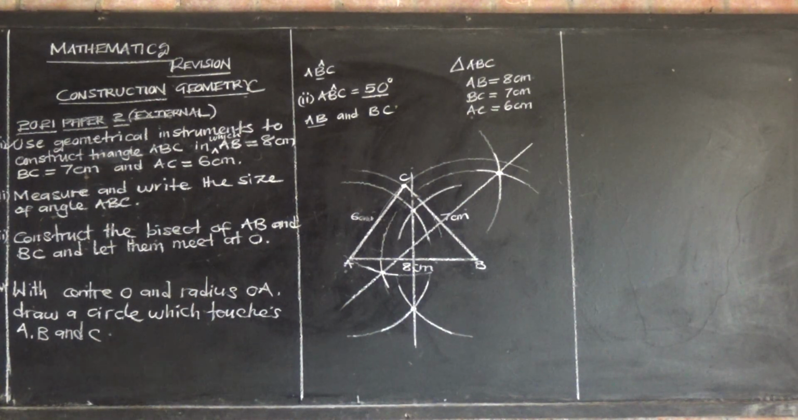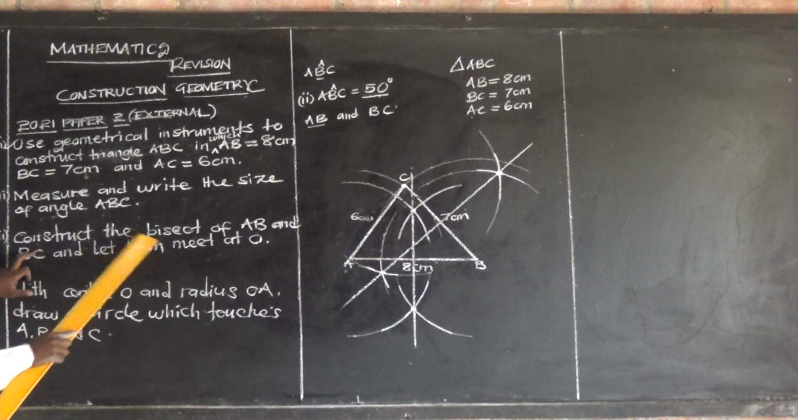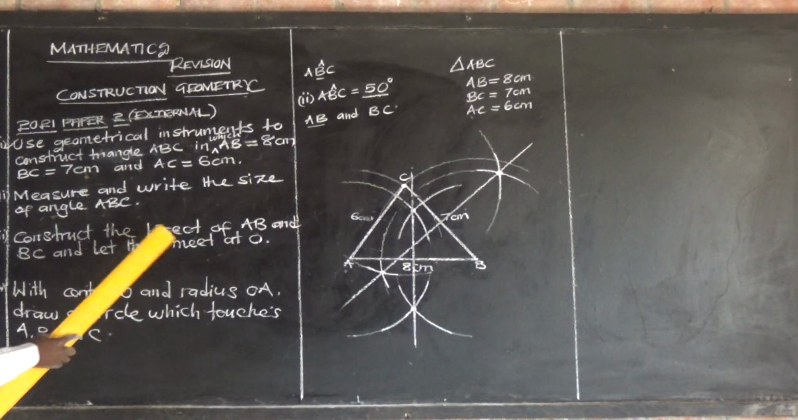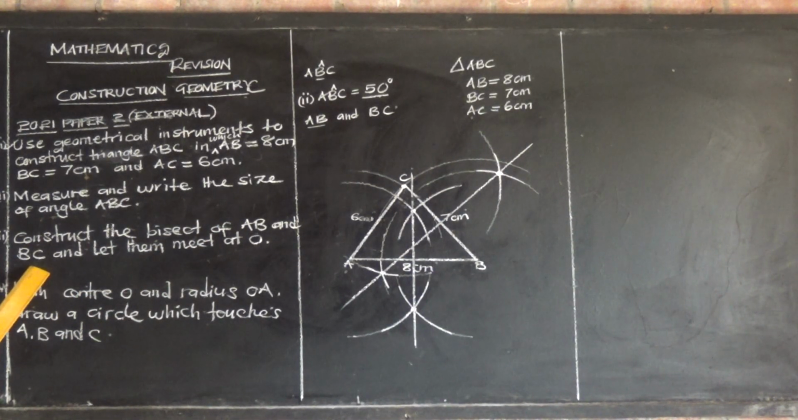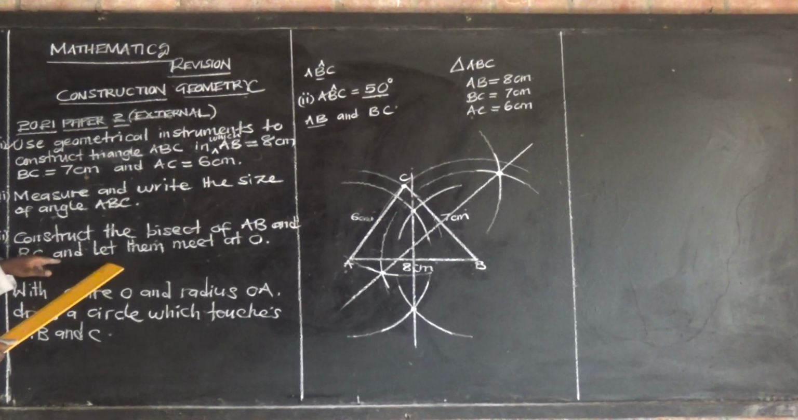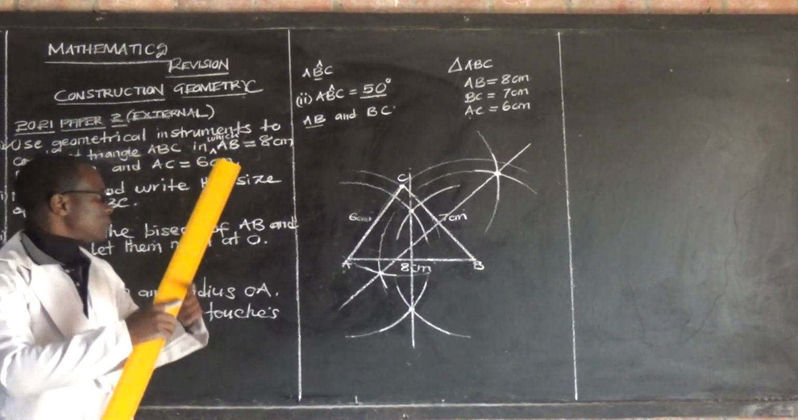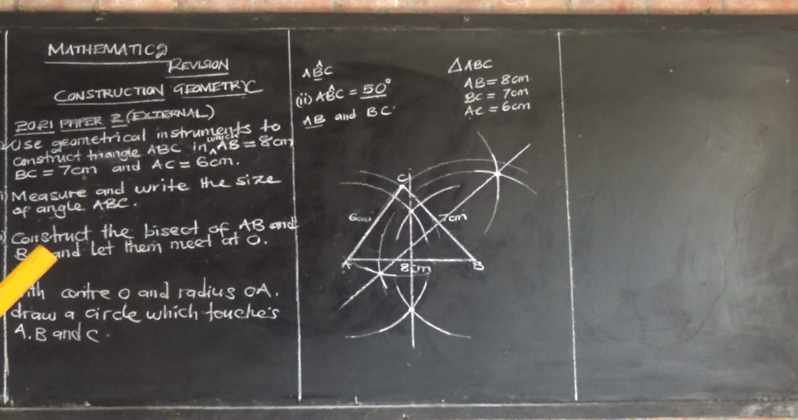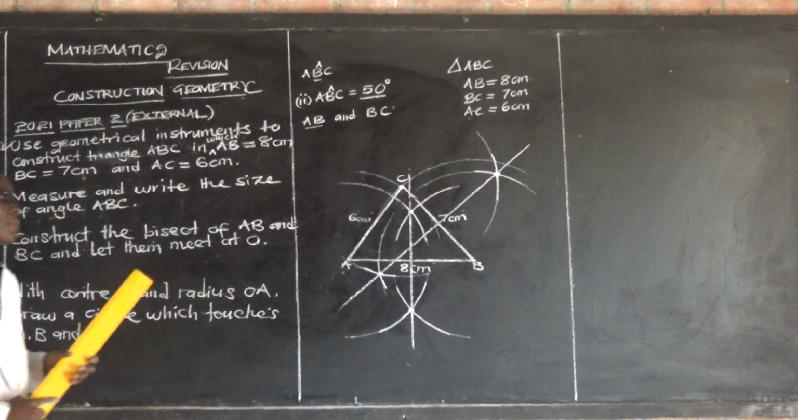The bisection. Now it's saying construct the bisector of AB and BC. So we bisected AB and BC, and let them meet at O. Meaning let the line bisectors, these lines, meet at O. So where these two are meeting?